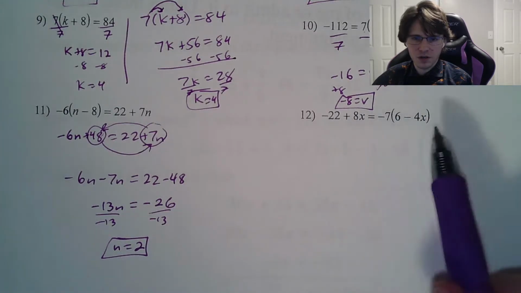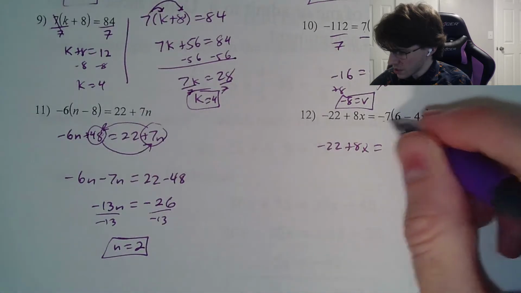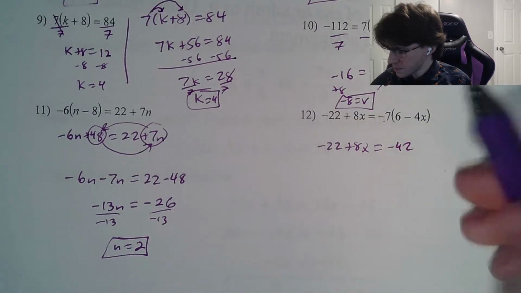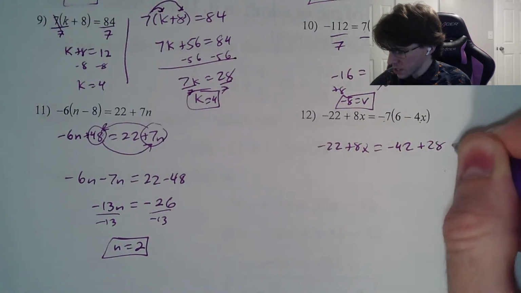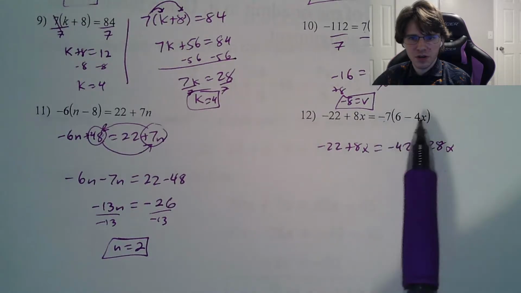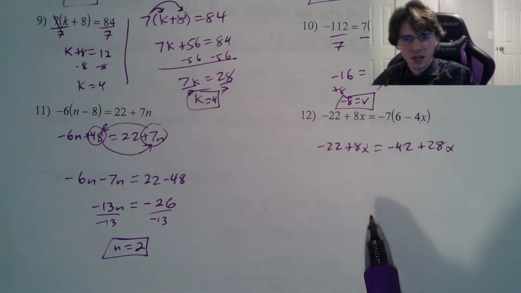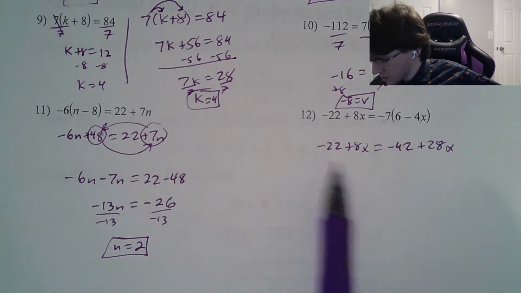Continuing on over here to the right-hand side, we have negative 22 plus 8x is equal to negative 7 times 6 is negative 42. Negative 7 times positive 4x is going to be positive 28x. So again, we just did our little distributive property yet again. And yet again, a switcheroo. So this negative 22 is going to switch spots with this 28x.